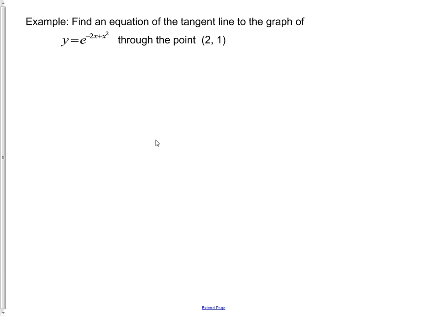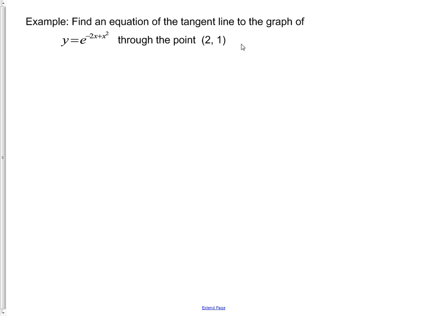All right, I hear you say. What if we made it more complicated? We asked the question such as this one, to find the equation of the line tangent to the graph of y equals e to the negative 2x plus x squared as it passes through the point 2, 1. Well, in this case, we would have to use our derivative rule, first of all, right?